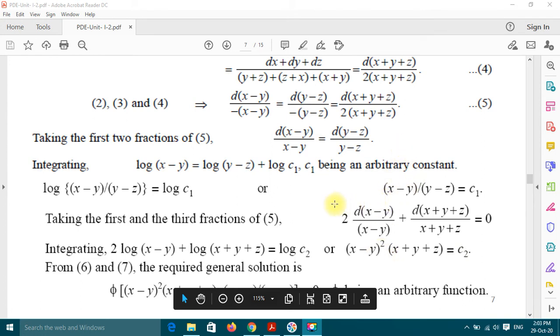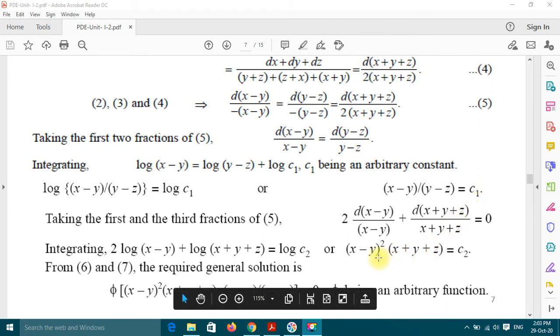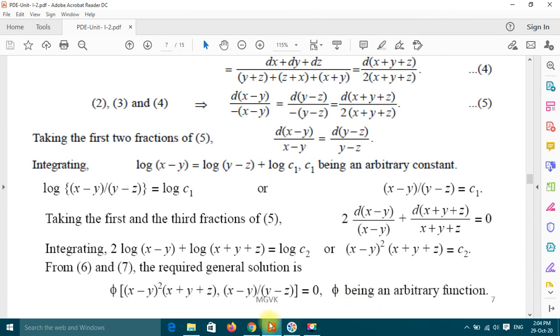5 we get a solution, this 6, we assume this equation is 6, and again by 5 we get another solution, this. So using these two solutions we write the complete solution of the equation: phi of u is equal to 0, phi of (x minus y) square (x plus y plus z), comma, (x minus y) upon (y minus z) is equal to 0, and phi being an arbitrary function. Okay.